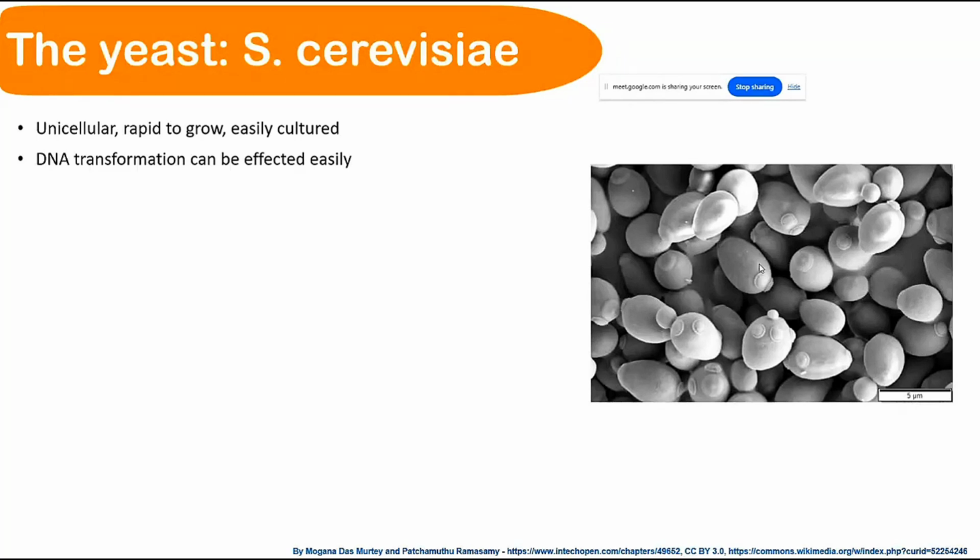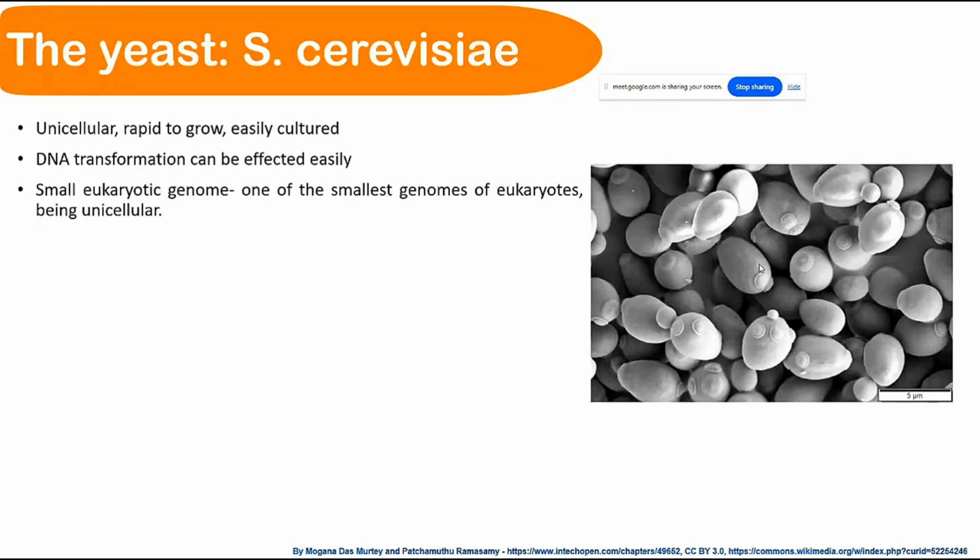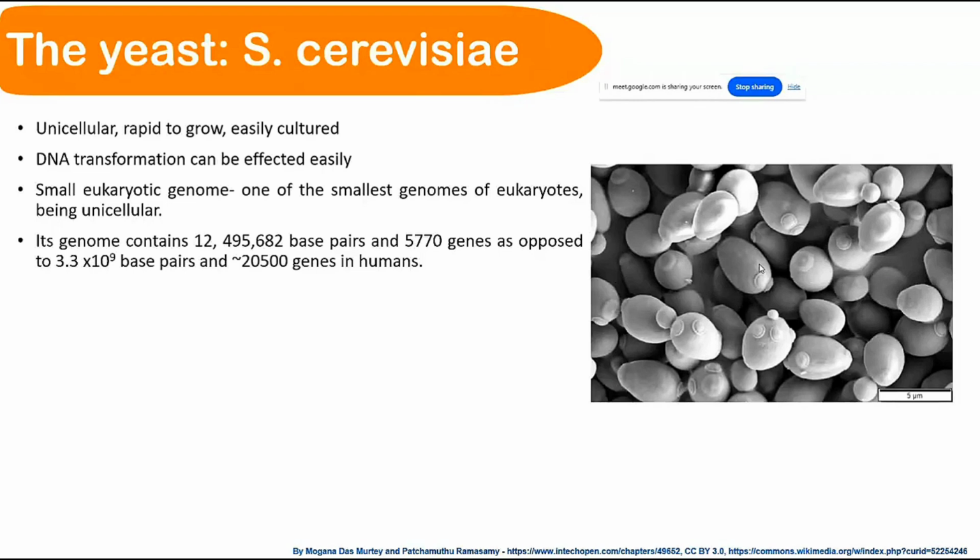DNA transformation studies can also be carried out easily in S. cerevisiae, and it has a small eukaryotic genome. Now, as compared to Bacillus subtilis or E. coli, it has a small genome, and it becomes more important because it is a eukaryotic species, right? So though unicellular, it is eukaryotic and has a small genome. And how small? You can see it is around, say, 12 lakh, 1 crore, or that much base pairs, and 5,770 genes.